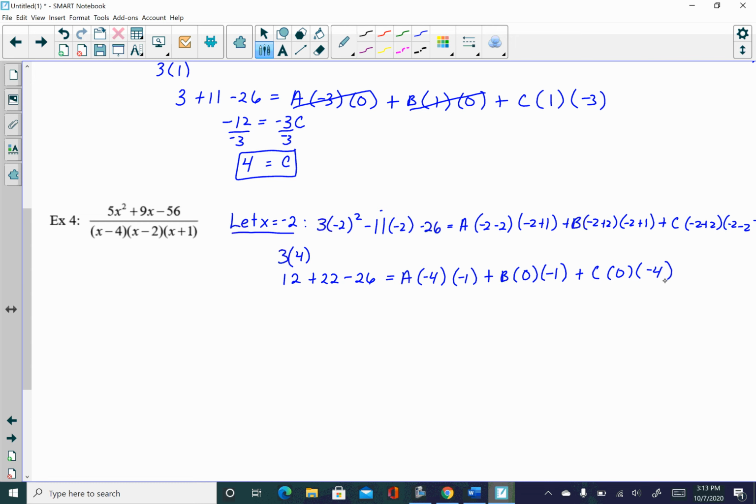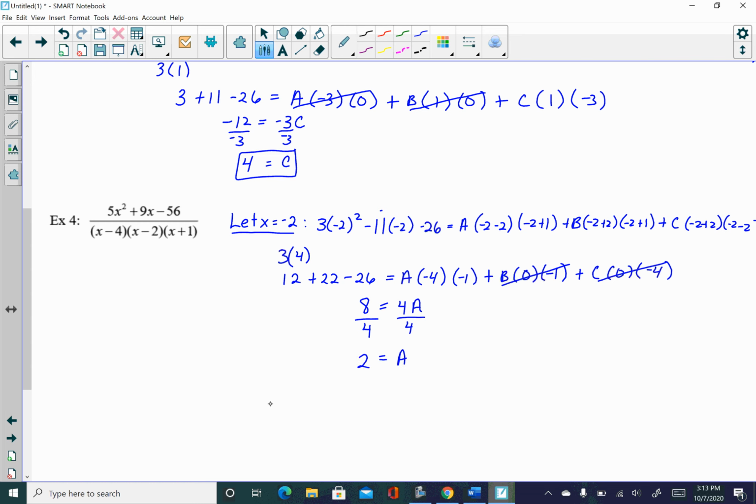Yes, so now from here, if I combine like terms on the left-hand side, 12 plus 22 minus 26 should land you at positive 8. Hopefully you agree that the b and the c terms this time cancel out. Negative 4 times negative 1 gives me positive 4a. And then to get a all by itself, divide by 4. So a equals positive 2.